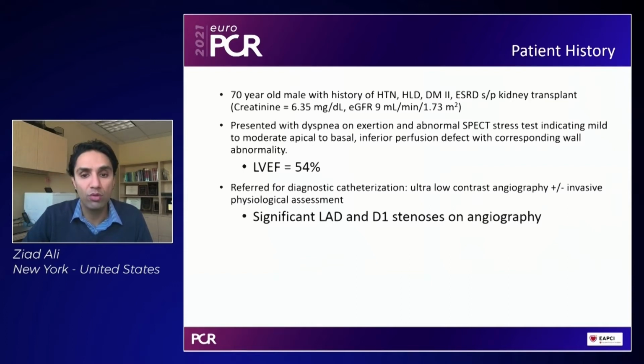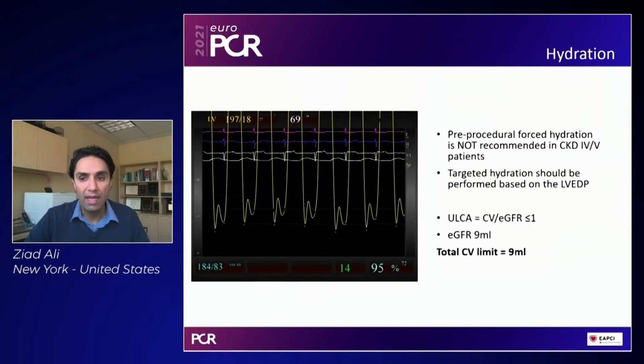That angiography showed significant LAD and D1 stenosis. Now, it's important to understand that hydration is critical to ultra-low contrast PCI. But notice that in this patient, the end diastolic pressure actually coming into the case is extremely high. And therefore, in patients with CKD stage 4 or 5, pre-procedural forced hydration is not recommended. And rather, targeted hydration should be performed based on the left ventricular end diastolic pressure.